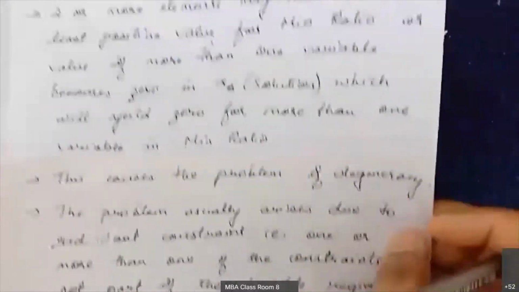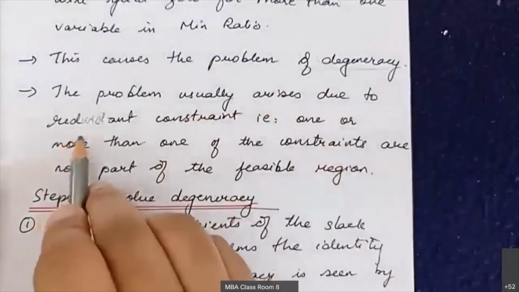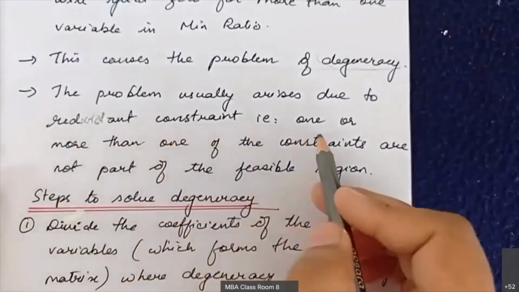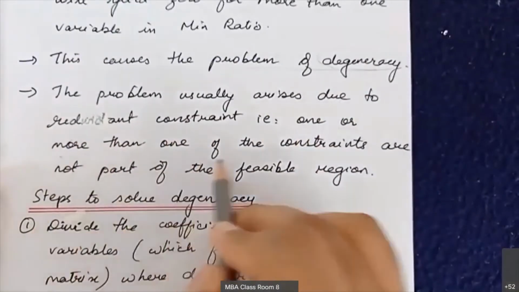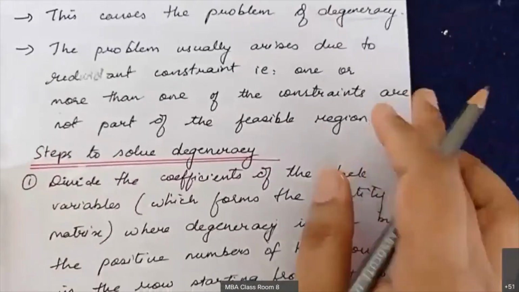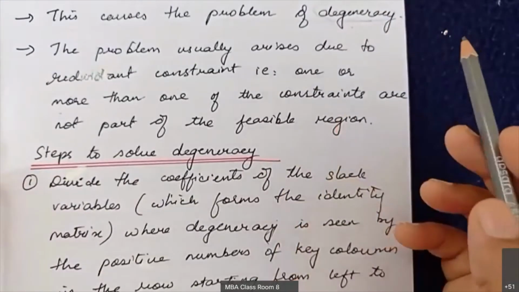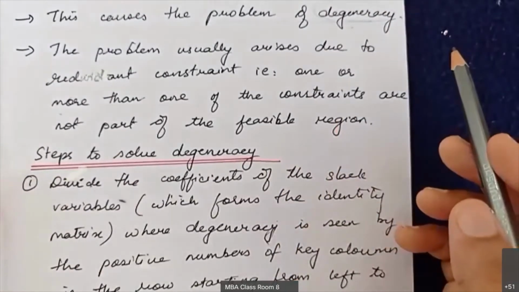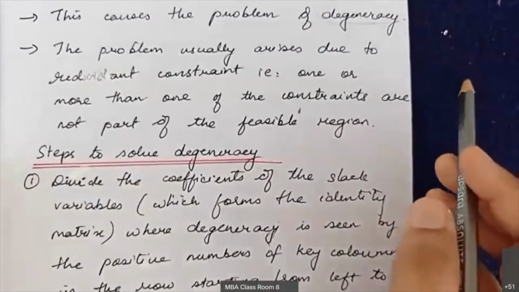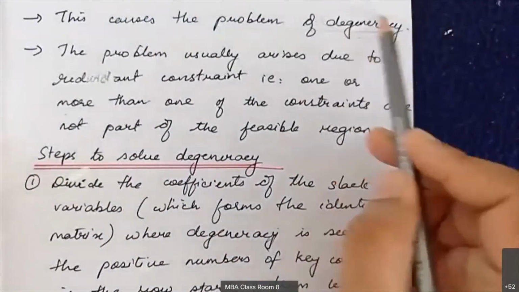Further, we'll see the problem usually arises due to redundant constraints, that is, one or more than one of the constraints are not part of the feasible region. Such a situation of degeneracy happens when there are redundant constraints, or in other words, the LPP is not formed properly. The constraints are not correct. That is why you will have the problem of degeneracy.